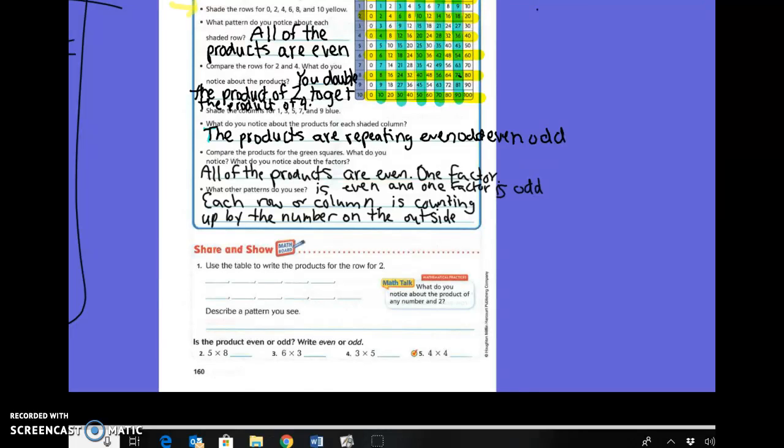Now, compare the products for the green squares. What do we notice? We said all the products are even in the green squares. And then we said about the factors, if we're looking at them, one of the factors is odd and one of the factors is even. And then what other pattern do we see? We see each row or column is counting up by the number on the outside. So the 1s column is counting by 1s. The 3s column is counting by 3s. The 2s row is counting by 2s. The 8s row is counting by 8s. That is our pattern.